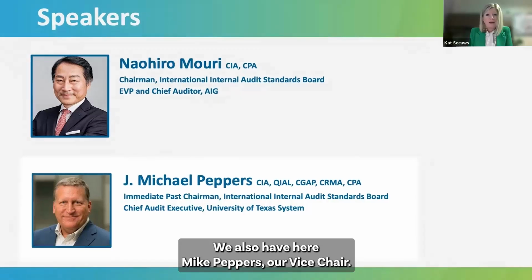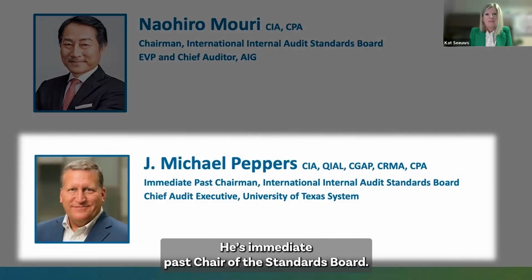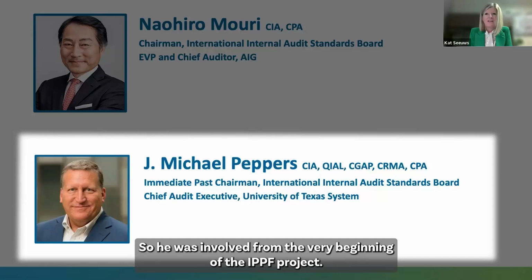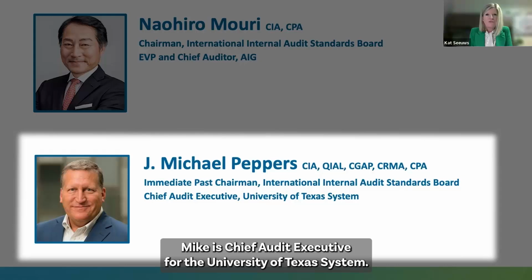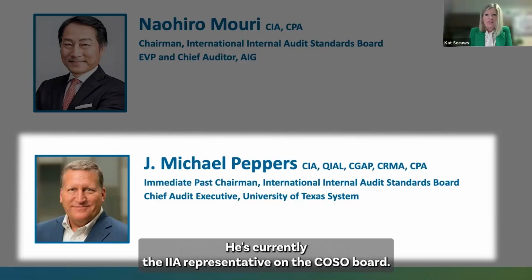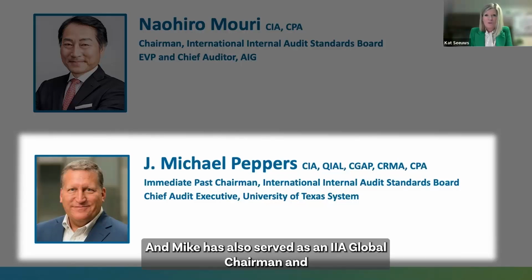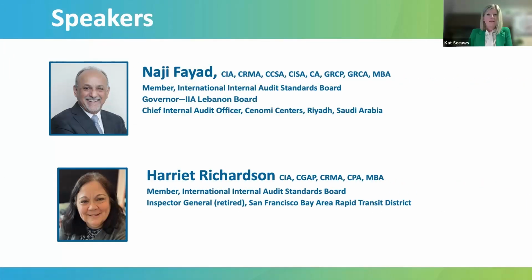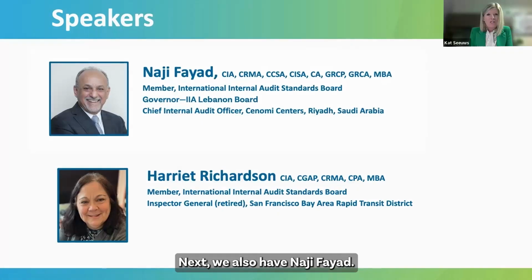We also have here Mike Peppers, our vice chair. He's the immediate past chair of the Standards Board. He served as chairman from 2020 to 2023, so he was involved from the very beginning of the IPPF project. Mike is Chief Audit Executive for the University of Texas System. He is currently the IIA representative on the COSO board. And Mike has also served as an IIA Global Chairman and Chairman of the North American Board. Next, we also have Najib Fayyad.